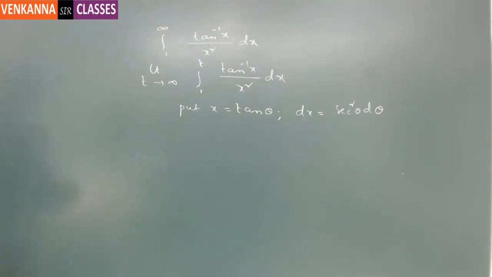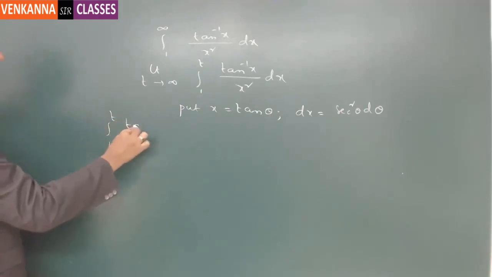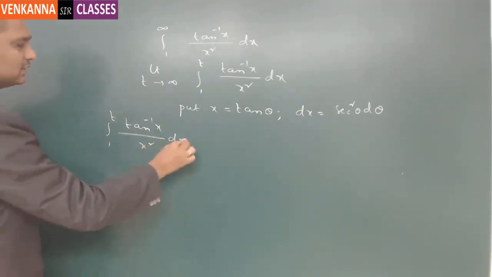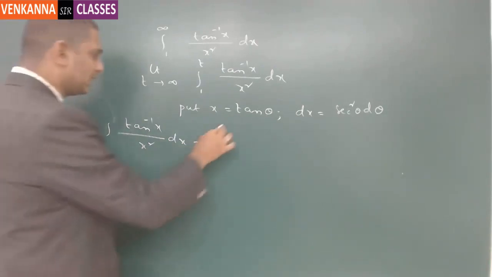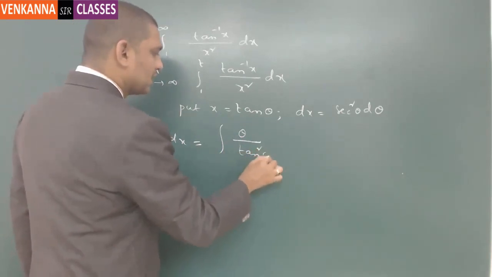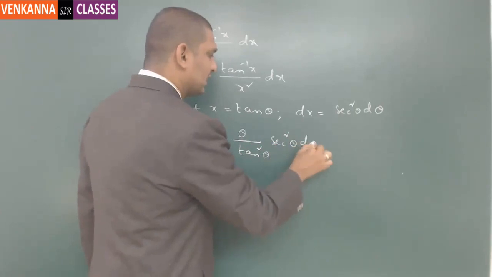So substituting these values here, if you consider the integral 1 to t tan inverse x by x square dx, apart from considering the limits, you simply take the integration. First we do the integration, then we substitute the limits. So it is equal to integral theta by tan square theta into secant square theta d theta.